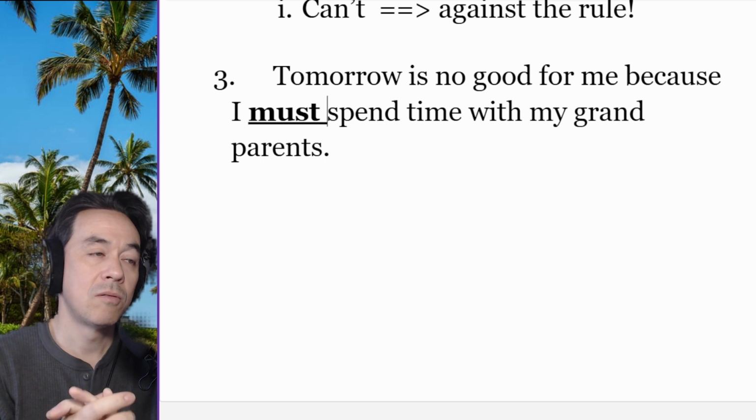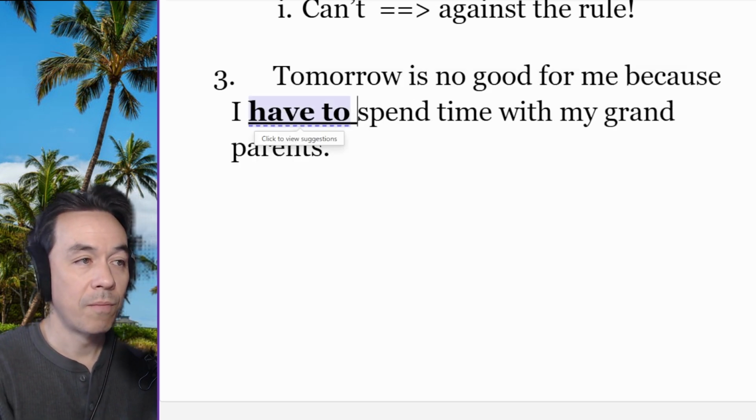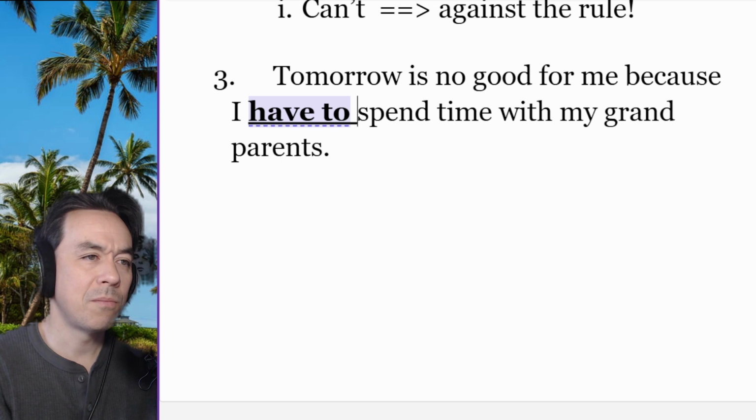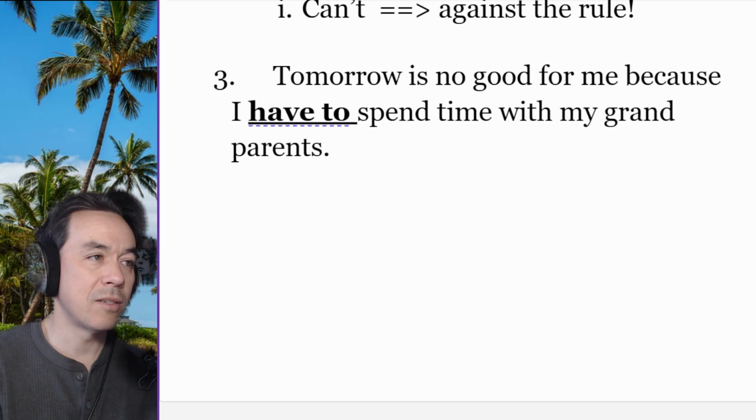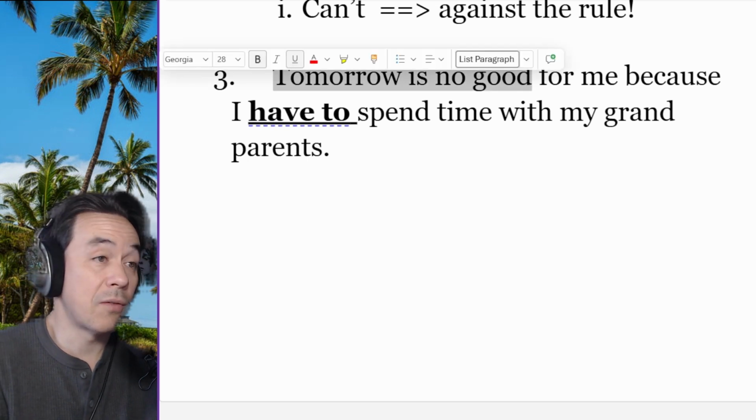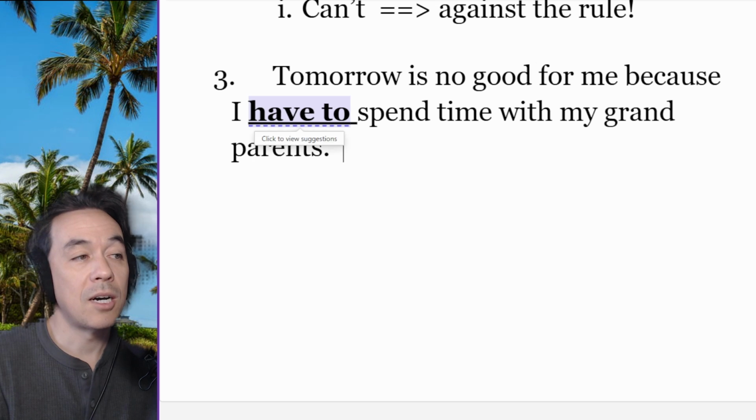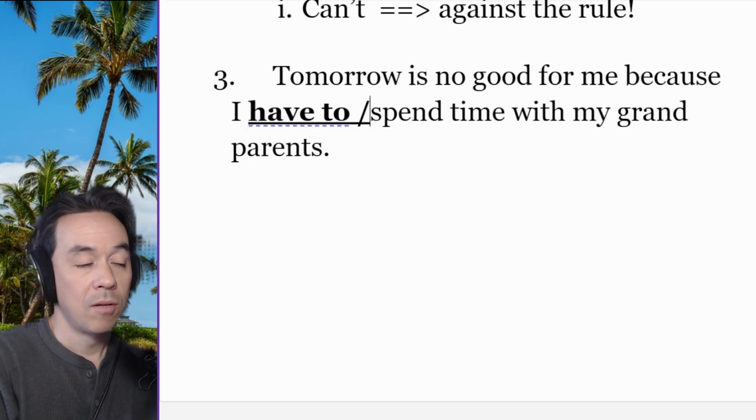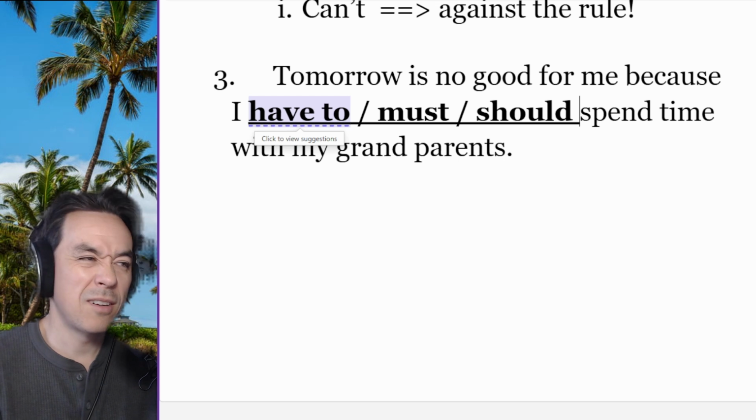Other options, no. And same thing here. I have to. Tomorrow no good for me because I have to spend time. So this option only. Other things, well, whatever it is, tomorrow, whatever the other person wants, nope, that's a non-option. I have to, I must, or I should. You could say all of those work. Can doesn't really work.